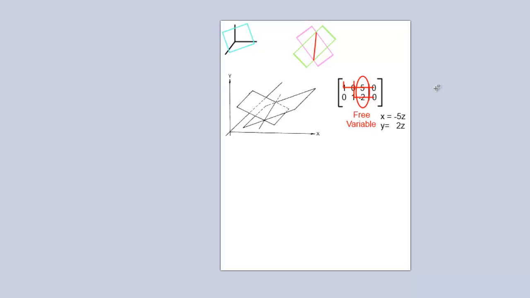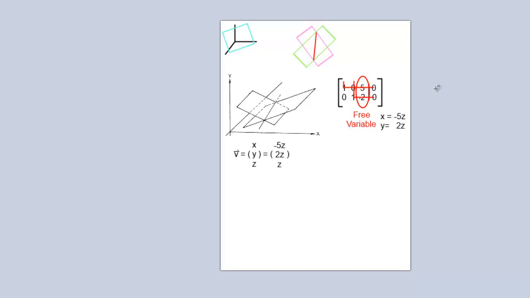This differs from a line because now we have a specific coordinate to apply to it. We write this vector v as x, y, z, in general, like a coordinate. But we've shown that x is equal to negative 5z and y is equal to 2z. So v we can rewrite as negative 5z, 2z, and z.